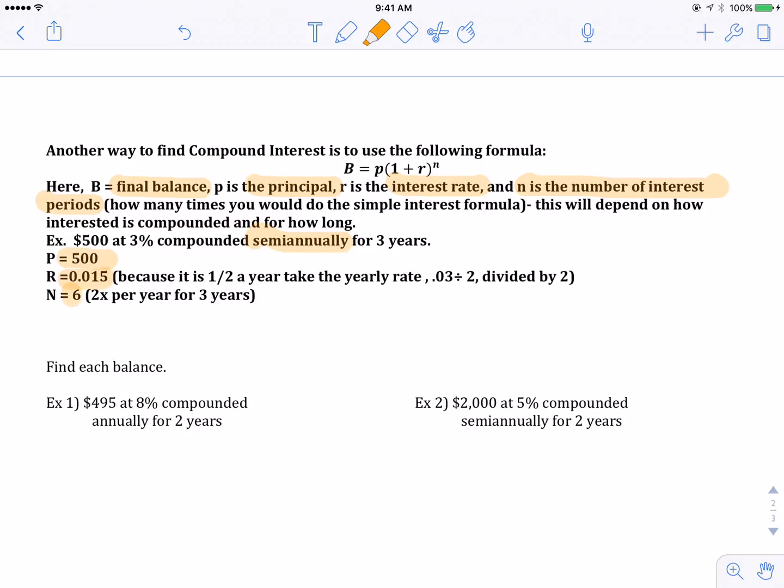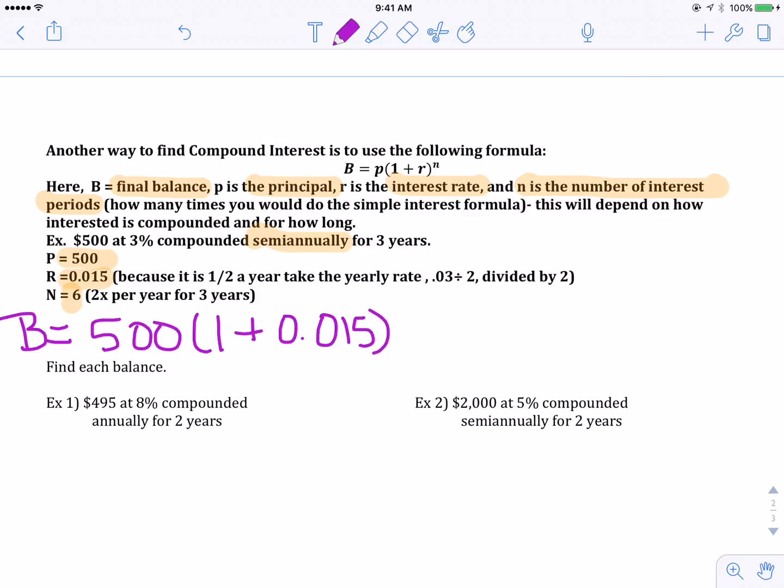Then we're going to have 6 times that we're going to do this because we're doing 3 years and it's twice a year. So 3 times 2 is 6. All right, we're going to take that. So we would put, well, I got to use the right thing here. Just like I were really here, right? We're going to have B equals 500 times (1 plus 0.015) to the 6th power.